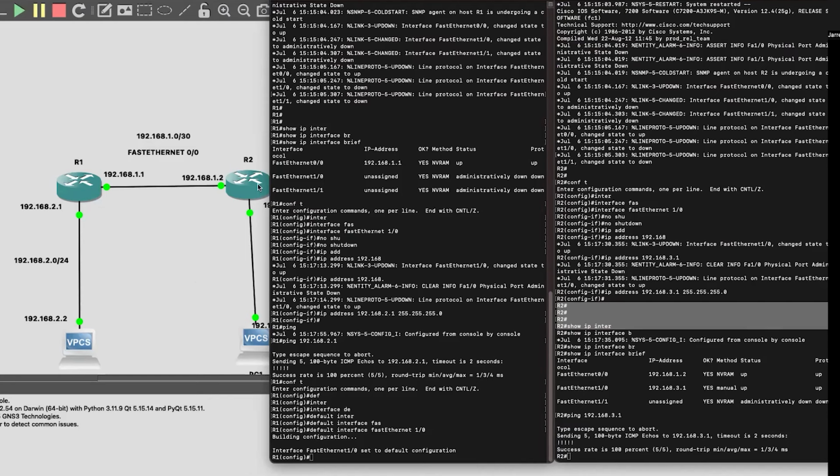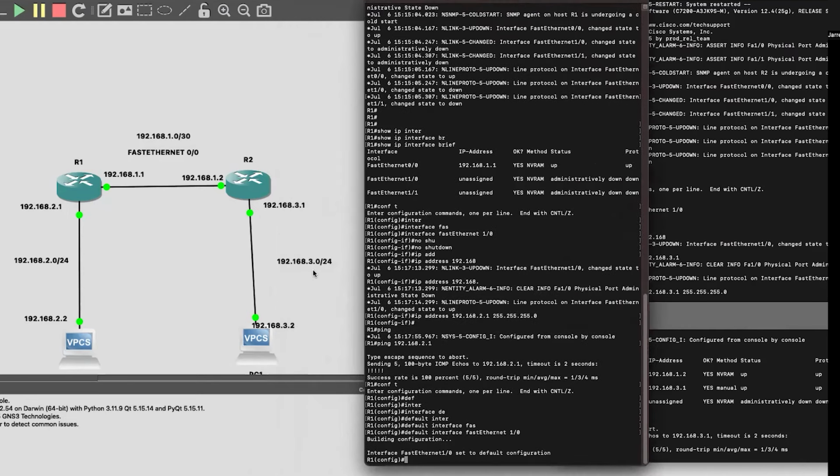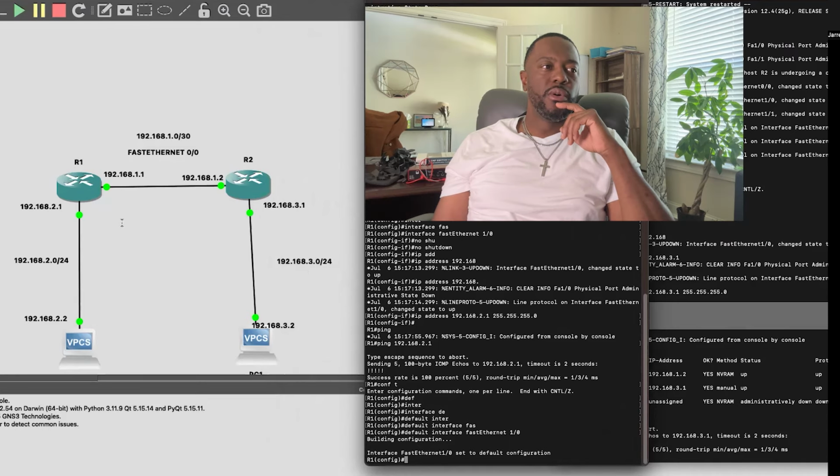We got R1 and R2. We set up the network that R1 and R2 is going to share. And then we've got the two networks that live off of R1 and R2's fast 1.0 interface. So over here, we got 192.168.2.0/24. And over here, we've got 192.168.3.0/24. The goal is to make this router be able to reach this network.